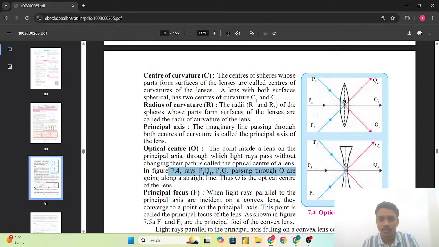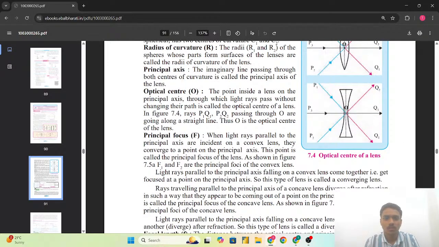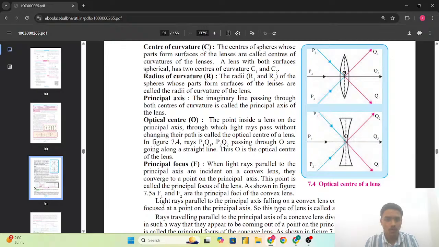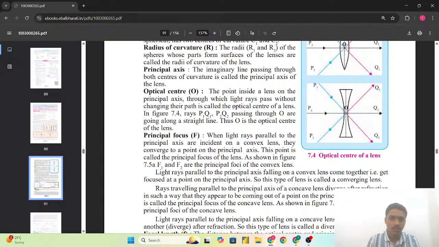तो यहाँ पर हम देख सकते हैं that is the P1, Q1, P2, Q2. This is the line. Then P3, Q3. These are all passing through the center of the lens. So these are all passing through without changing their path. They are passing through the point inside the principal axis, and due to this, it is called the optical center of the lens.